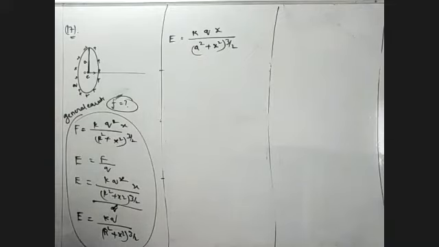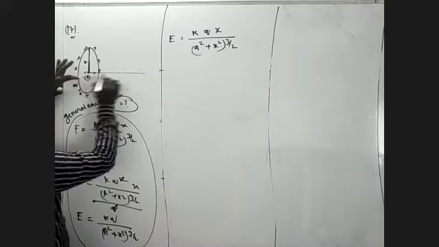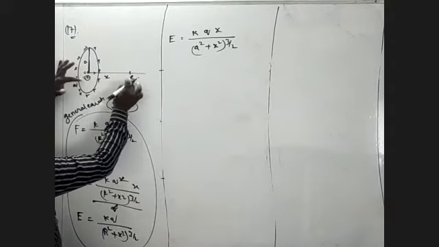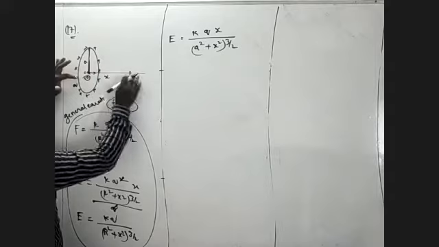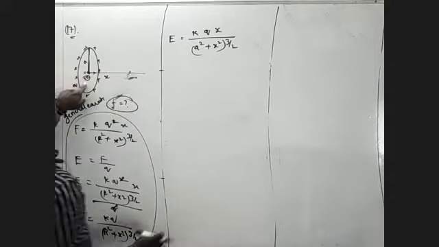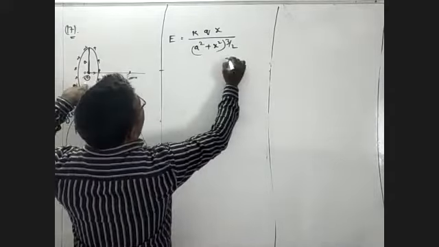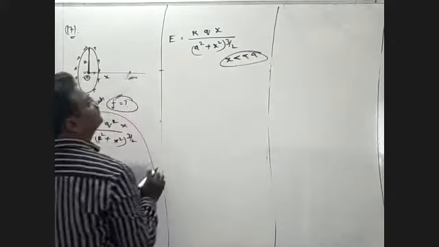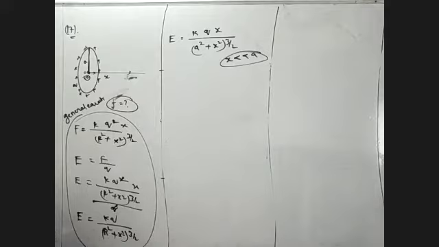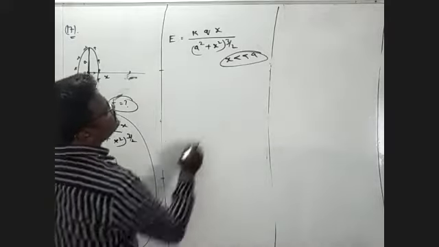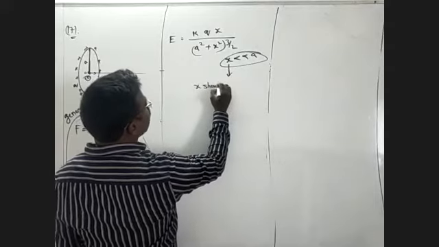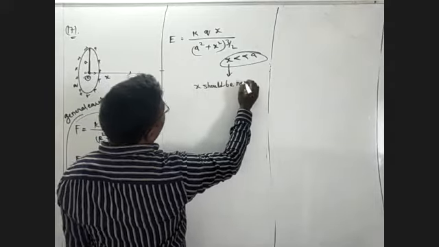Now, the electron is placed here at the center, but it is shifted from here by X. This electron is shifting, meaning we are taking X much less than A. That's why we are going to neglect X square. This is the condition: X square should be neglected.